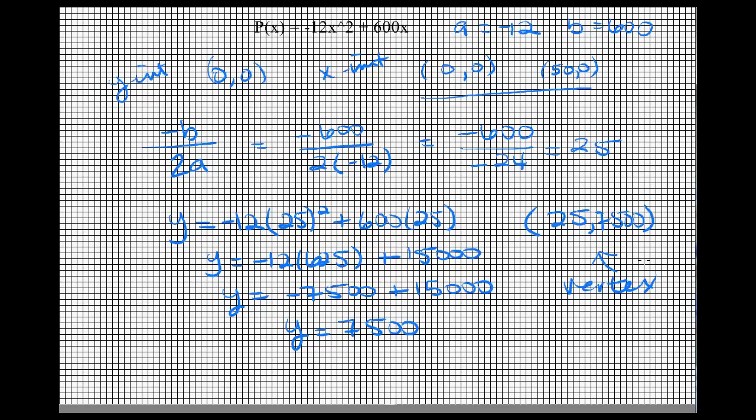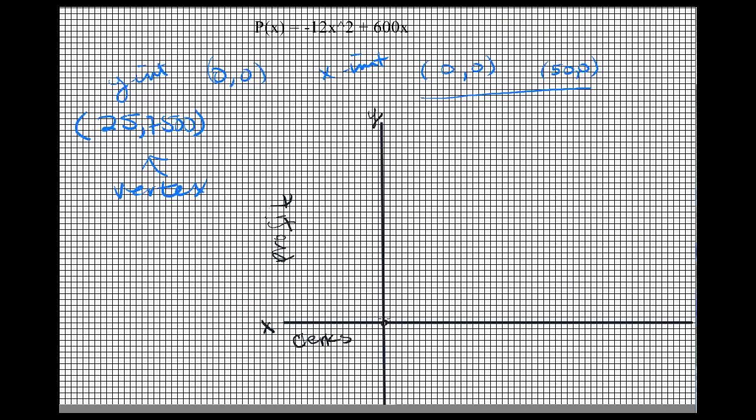Now that we have our y-intercept, our x-intercepts, and our vertex, let's go ahead and graph this parabola. We know our y-intercept is (0, 0), and our x-intercepts are (0, 0) and (50, 0).